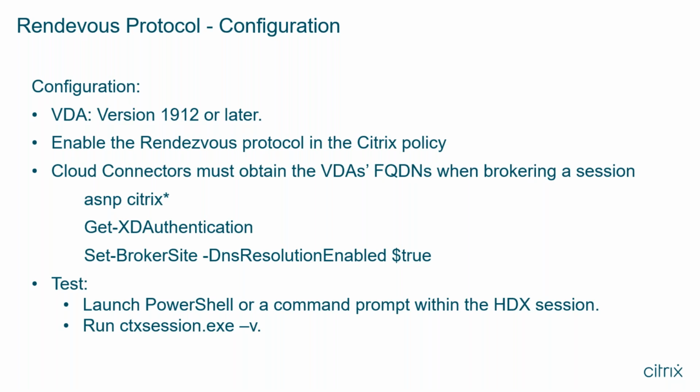Rendezvous protocol needs again 1912 or later. We need to enable the Rendezvous protocol policy, as we said. The Cloud Connector must obtain the VDA's FQDN. So this is important when it's brokering the session. I'm going to show you how we do that in our lab. We're going to use PowerShell commands. We're going to connect to our site via PowerShell and set that setting up. And then I'm going to show you how we tested it and how we see that it works.